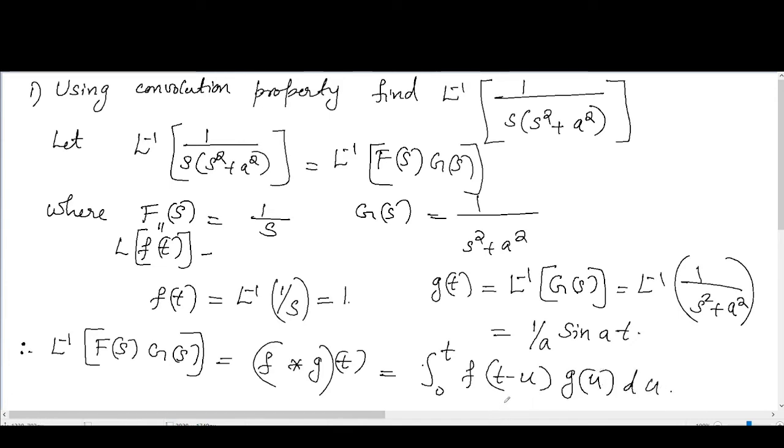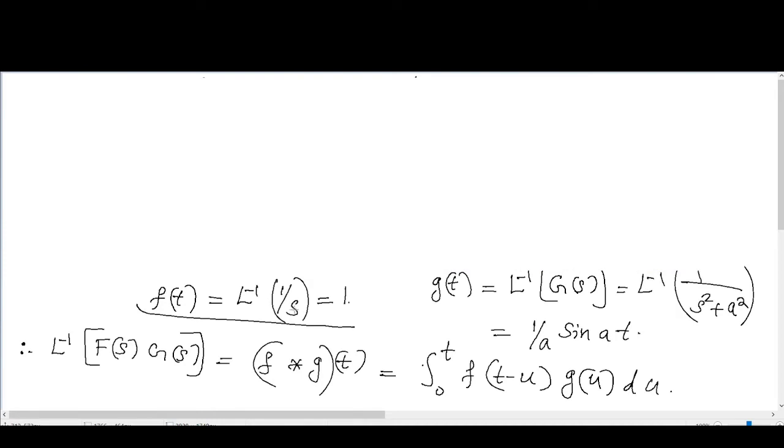Now here we can substitute the value of f of t minus u and g of u. Actually here we have the value of f of t equal to 1. When f of t equal to 1, what is the value of f of t minus u? Here f of t is a constant function, so f of t minus u is also equal to 1. Similarly, what is our g of u? g of u is 1 by a sin a u. Now you substitute these values here.